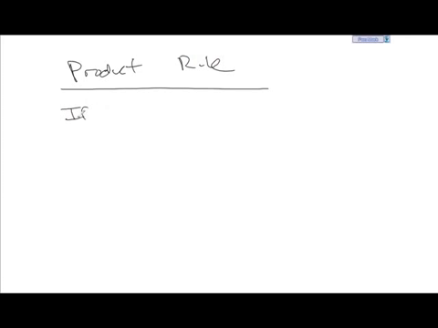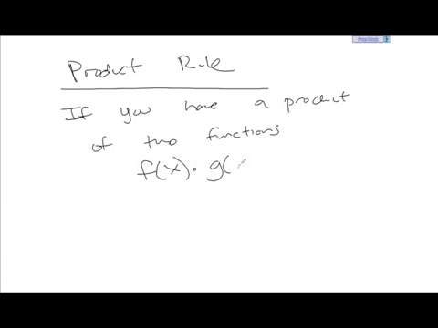That leads us to something called the product rule. The product rule says that if you have a product of two functions, say f of x times g of x, we'll give this a new name. We'll call this h of x. So h of x, this new function, is generated by multiplying two functions together.